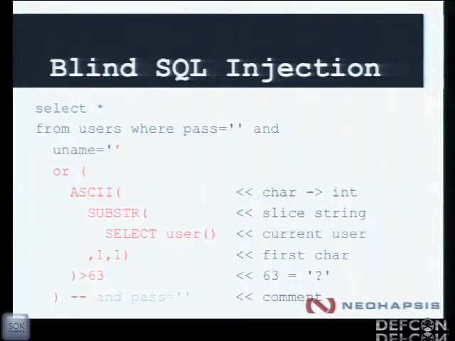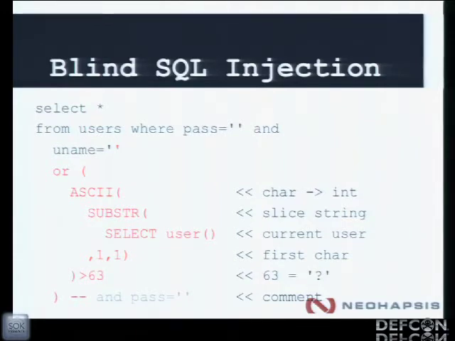So let's walk through what the blind SQL injection looks like, or what these components are, so you have a better understanding of how this works. So we're selecting star from users where password equals tick tick, and username equals, and then we tick at that, we close out at that point, and here's where we inject our code. So we're saying or the ASCII, which is going to take a character and turn it into an int, the substring command, which is going to basically slice the string.